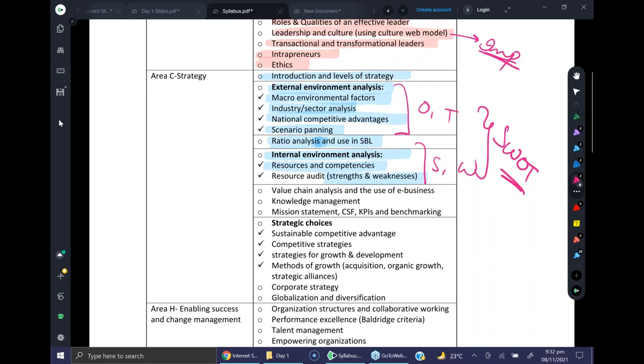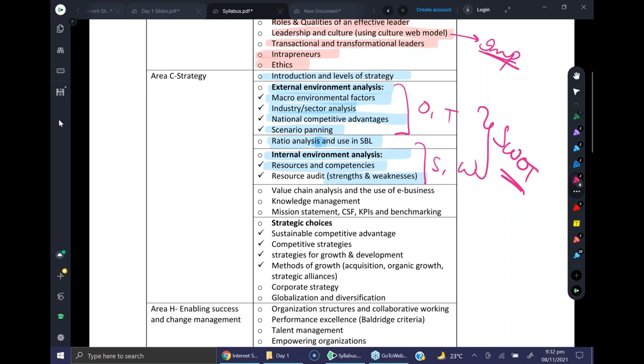Okay, the circles are the main headings, guys, and the tick marks are the sub areas of that particular topic. Okay, Mubashir, is that okay? Okay, Glory, there's no WhatsApp group for SBL. Okay.